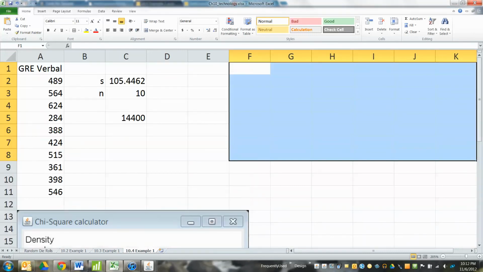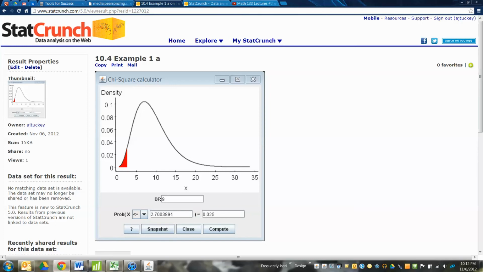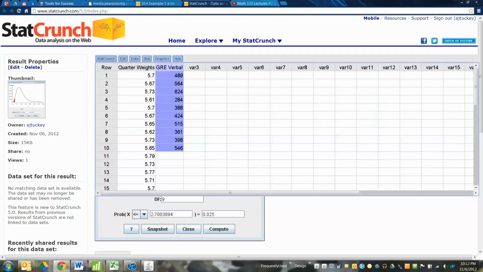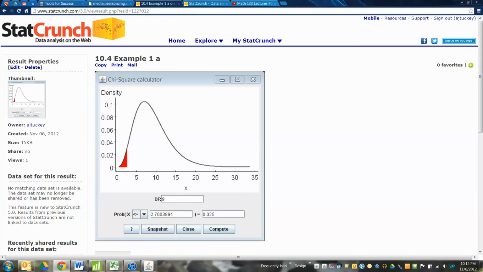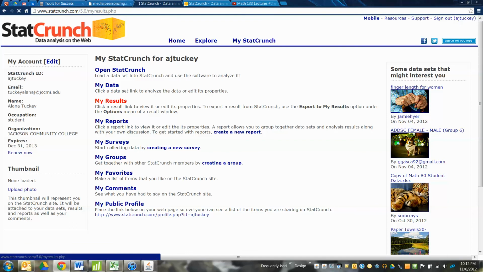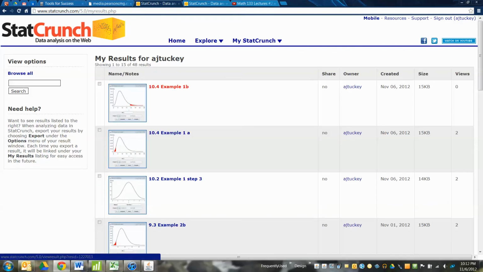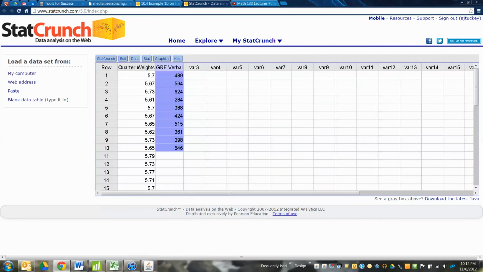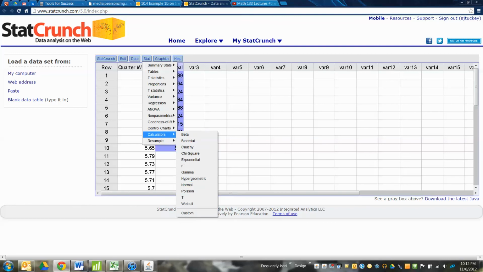So that's one way to do it. Honestly, StatCrunch is easier even than Excel. You don't even need to know a formula for it. That's how awesome it is, right? So you just grab your calculator, as in the StatCrunch calculator, stat calculators, pick the chi-square and go with it.